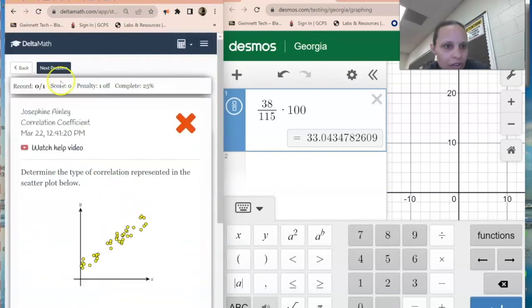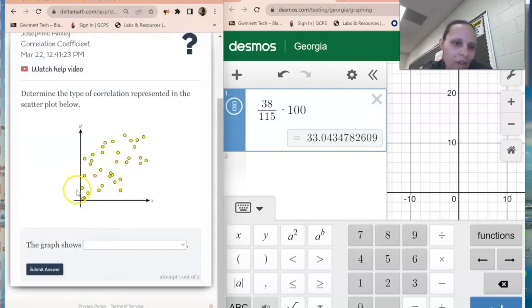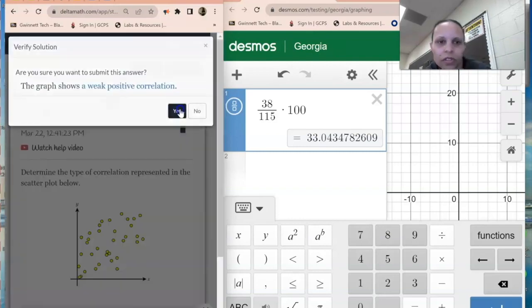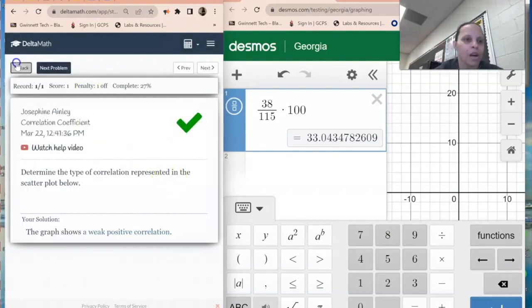Strong positive. I'll just do one more. This is a positive because I can see they're all going up, right? But I would say they're weak because they're really far apart. And I think that should be all of them. So, weak positive.